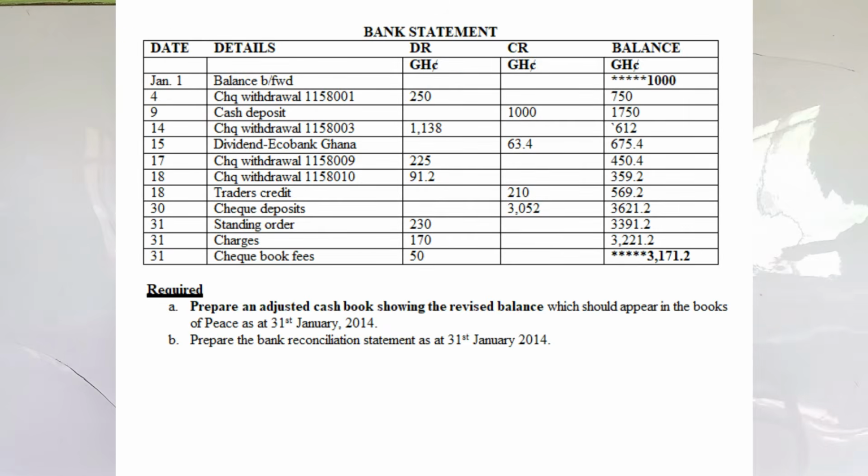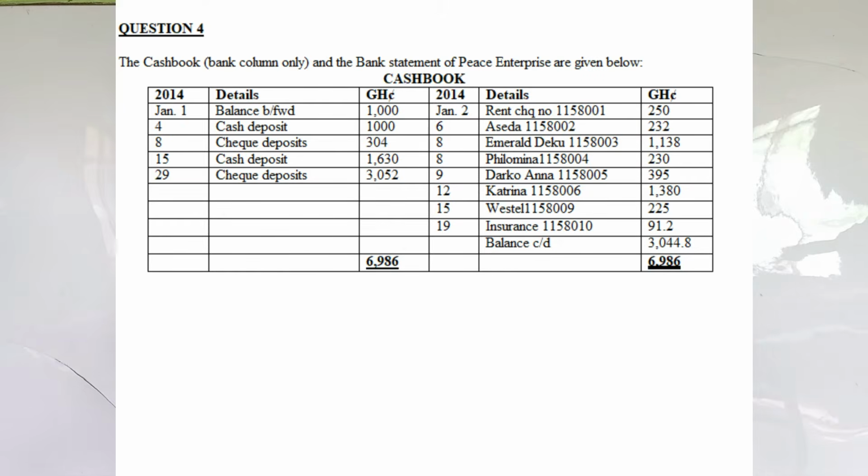But we have a standing order of 230. That is not on the credit of the cash book. So it means that this standing order of 230 will appear on the credit of the bank reconciliation.